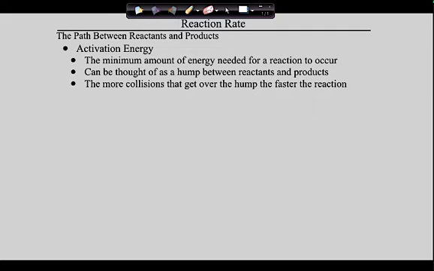So now you're going, okay, I kind of understand there has to be collisions. I get that they have to hit hard. I'm now kind of understanding that how hard they hit is activation energy, but I'm not quite sure about this idea of a hump and getting over the hump. Well, guys, finish writing this down, and then I'll show you what I think will be a meaningful analogy.